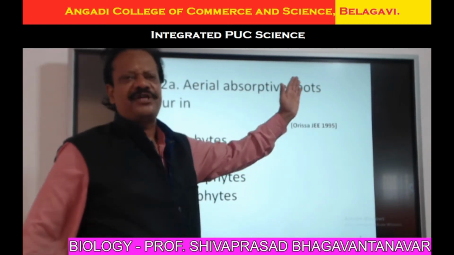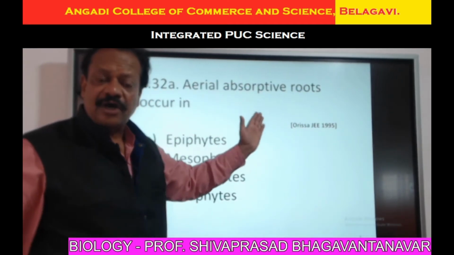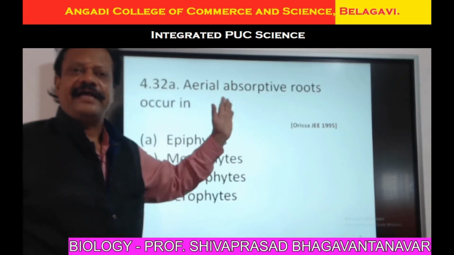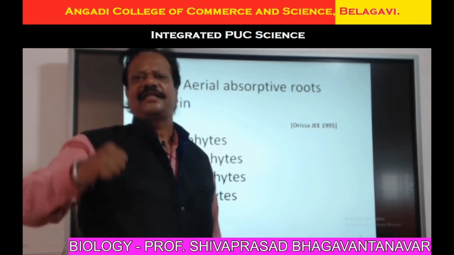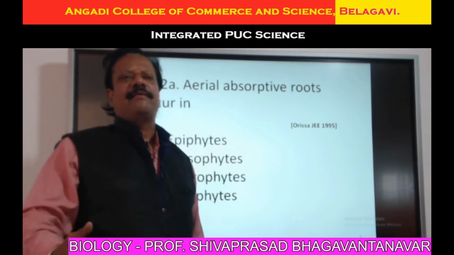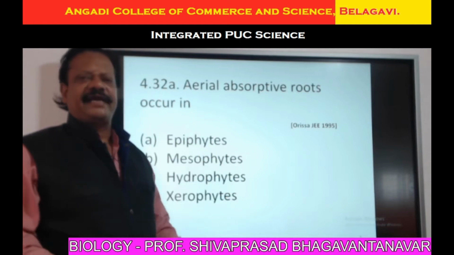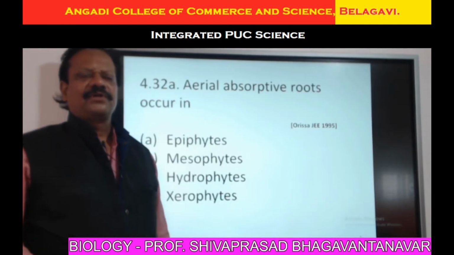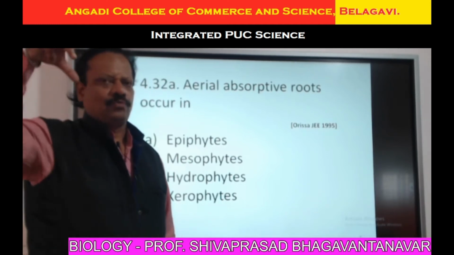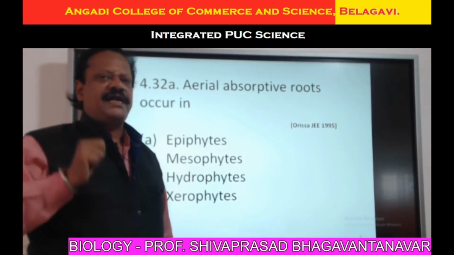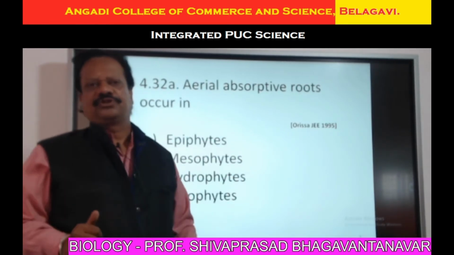Aerial absorptive roots occur in. In the sense, some of the plants are growing above the other plant. What we are calling them as epiphytic plants. The epiphytic plant, here you can take an example of vanda. Usually on the big mango trees, a vanda used to grow. And such a type of vanda, if you are observing, it is having two types of roots.